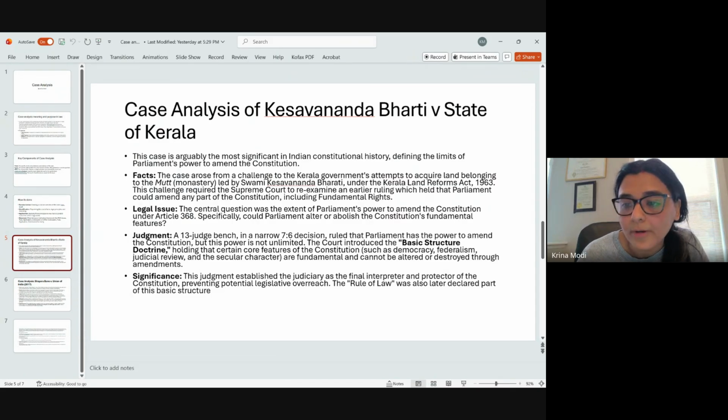Article 21: no person shall be deprived of his life or personal liberty except according to the procedure established by law. The issue that we have to apply to this article, which says that no person should be deprived of his life, is: does the freedom to travel fall within this?